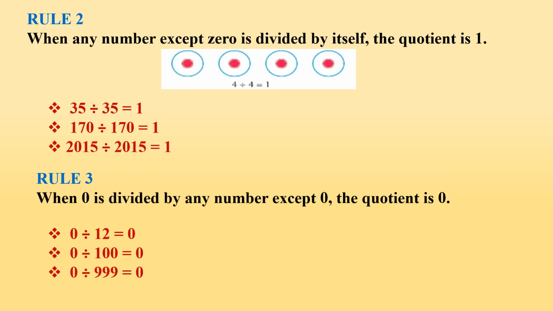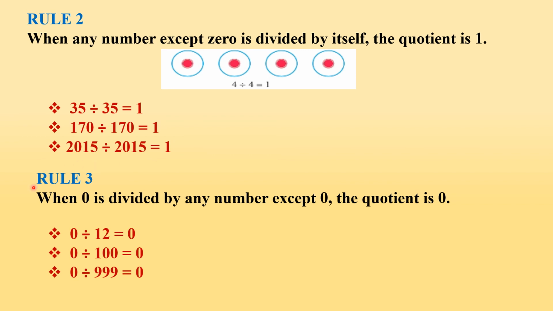Rule 2. When any number except 0 is divided by itself, the quotient is 1. Example, 4 divided by 4 is equal to 1. 35 divided by 35 equal to 1. 170 divided by 170 is equal to 1. 2015 divided by 2015 is equal to 1.